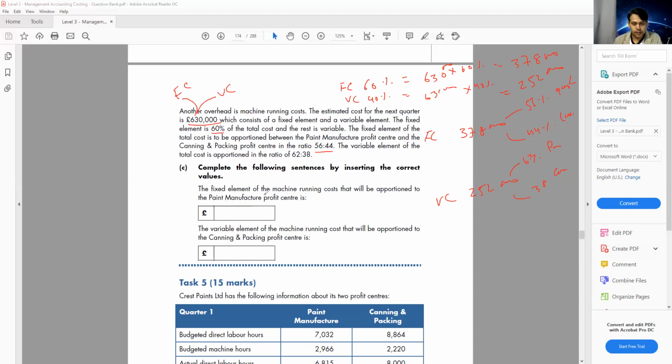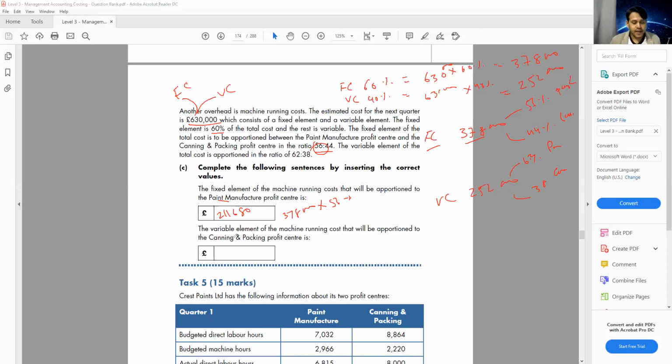The fixed element of the machine running cost that will be apportioned to the paint manufacturing profit center. So they're asking for the fixed portion for the paint. For the fixed portion, this is my total fixed from here, but the paint is 56%. So 378,000 times 56% is 211,680. The 56% of that is 211,680. Oh no, I don't have to do it here. 56% is 56%.